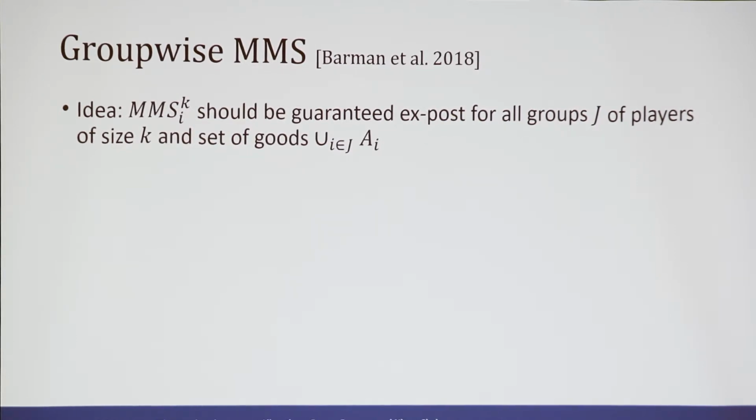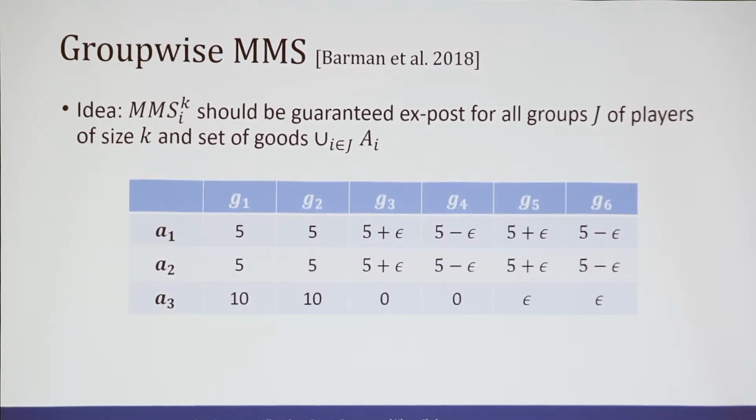Right? So maybe we allocate goods to a whole lot of players, but then I might be able to say, well, hold on, if we just restrict this allocation to my allocation and one other player's allocation, I want to get my Maximin Share with respect to just the two of us as well. So let me kind of show you what I mean by that.